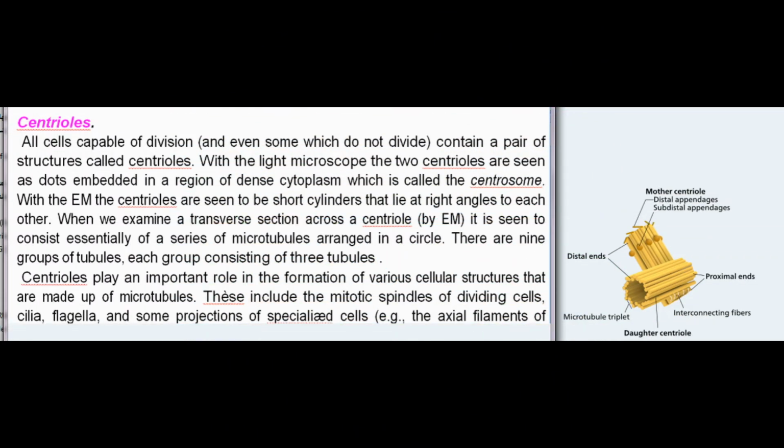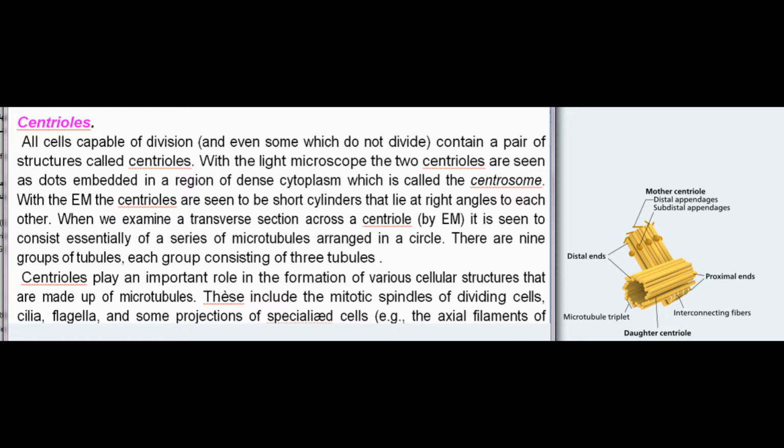Centrioles. All cells capable of division, and even some which do not divide, contain a pair of structures called centrioles. With the light microscope, the two centrioles are seen as dots embedded in a region of dense cytoplasm called the centrosome. With the electron microscope, the centrioles are seen to be short cylinders that lie at right angles to each other. When we examine a transverse section across a centriole by EM, it is seen to consist essentially of a series of microtubules arranged in a circle. There are 9 groups of tubules, each group consisting of 3 tubules.